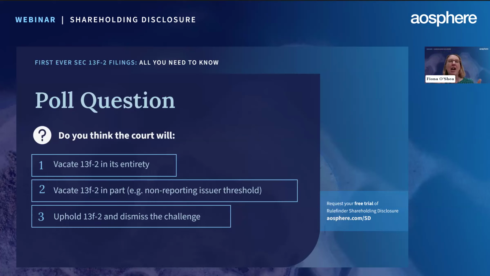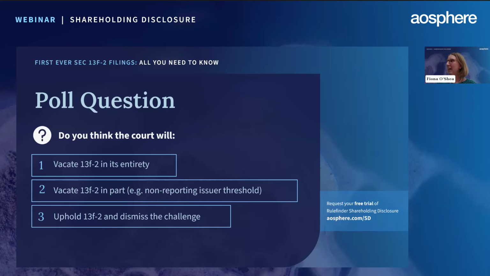So the question: do you think the court will, 1, vacate 13f-2 in its entirety, 2, vacate 13f-2 in part, e.g. the tricky non-reporting issuer threshold, or 3, uphold 13f-2 and dismiss the challenge? So it's all anonymous, just a little bit of light relief if you could put your votes through, and we'll see if there's any consensus of views of which way people think the outcome might go.